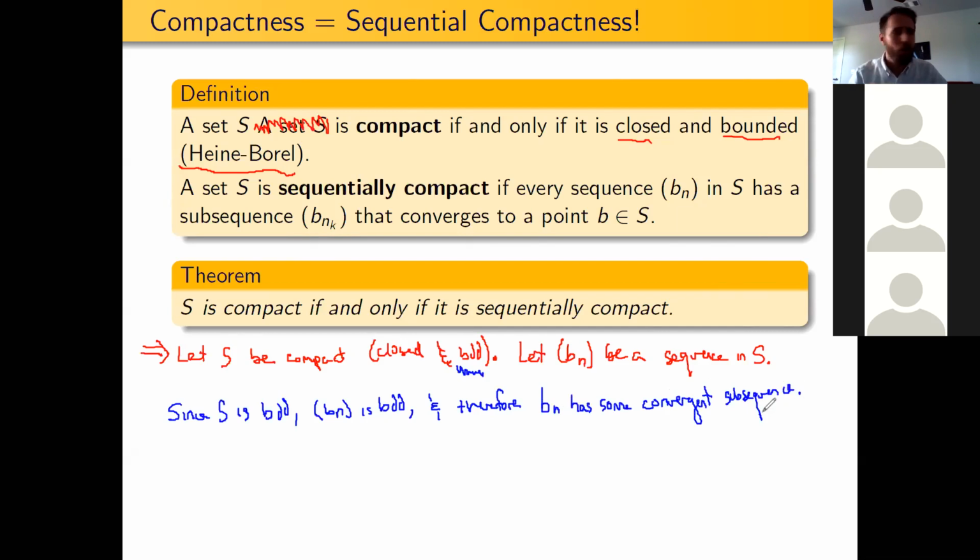All right. Now, why is that true? Or what was the result there that said that was true? Since S is bounded, B sub n is bounded. And because B sub n is bounded, there is some subsequence, which we could call B sub n sub k, that itself converges. Right? Where did that result come from? Anybody remember?